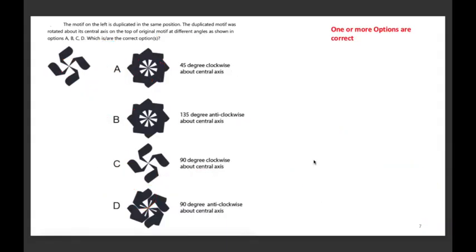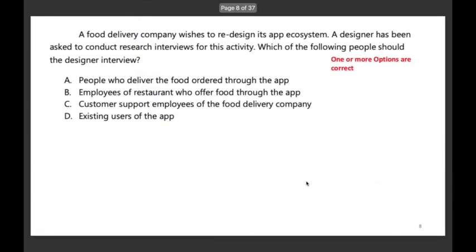Okay, move to the next one. A food delivery company wishes to redesign its app ecosystem.